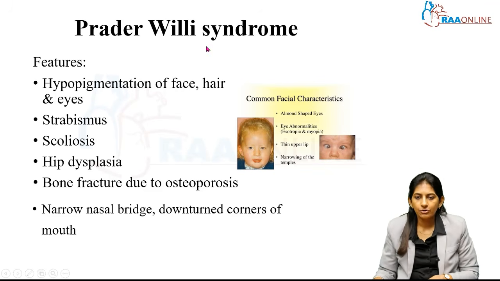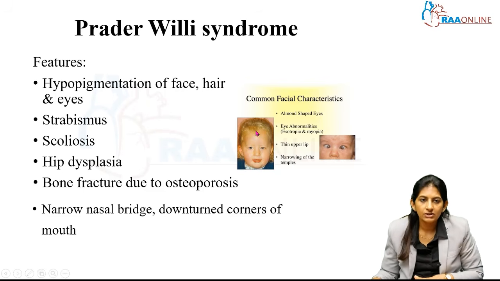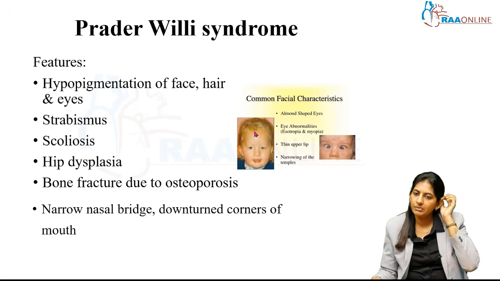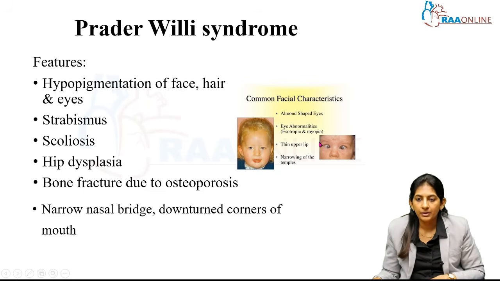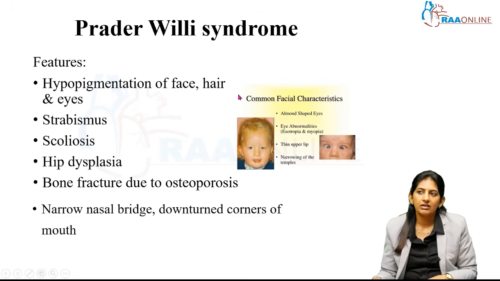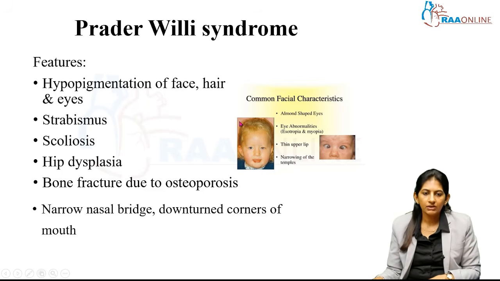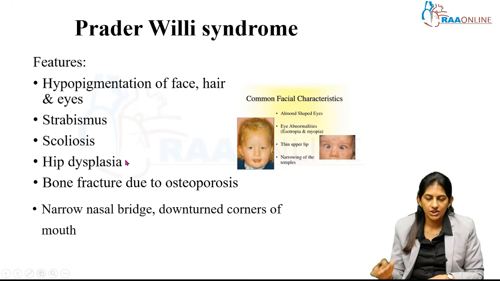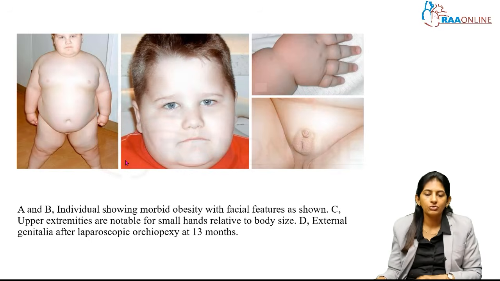So Prader Willi syndrome, coming to the phenotype of this, these children have typical hypopigmentation. Even in Angelman, they have this silky whitish hair, etc. So they have hypopigmented face and hypopigmented hair. They have almond-shaped eyes and usually they have this esotropia or exotropia. Myopia can be present. Very thin lips, temple narrowing. So they have a quite crowded face. And they might also have hip dysplasias and bone fractures due to osteoporosis.